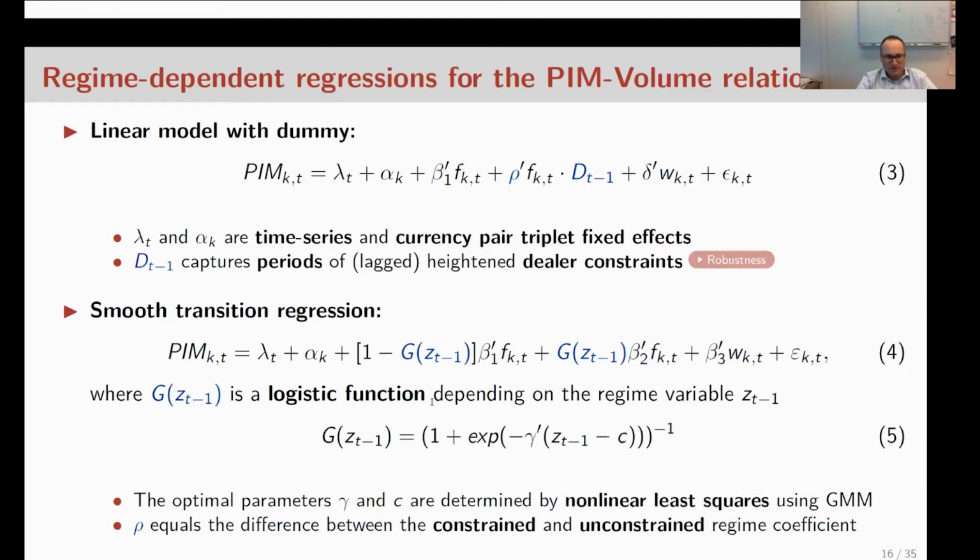So what this model does is it allows for smooth changes in the impact of the right-hand side variable on the left-hand side variable, depending on the realization of the main state variable, which in our case is the dealer constraint measure. The estimation of this model proceeds with nonlinear least squares and GMM. And what we're really interested in is the impact of the coefficients across the two regimes, with the parameter beta 2 capturing the constrained regime and beta 1 the unconstrained regime.